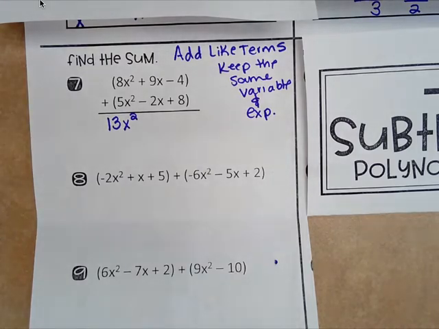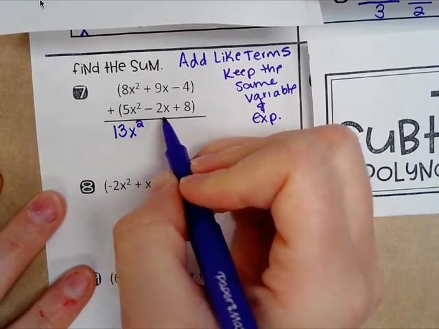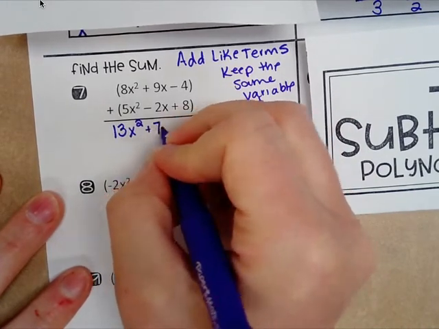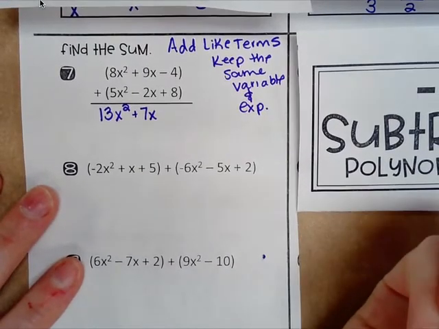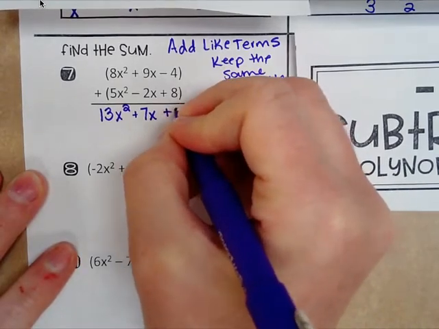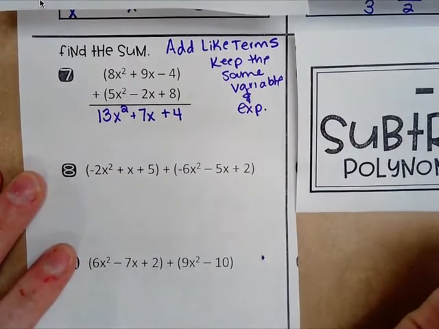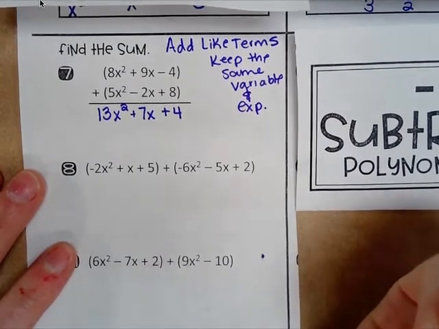Okay, the next one, 9x minus 2x. 7x plus 7x. Negative 4 plus 8 plus 4. That's all we can do. Add your like terms.